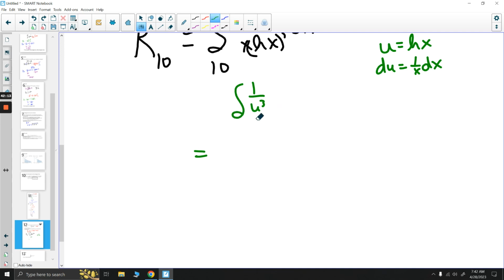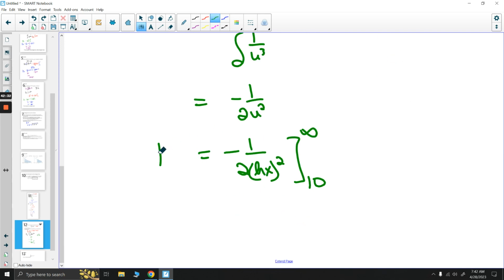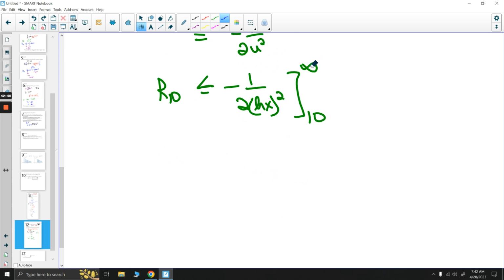So this is going to be negative 1 over 2u squared. So that is negative 1 over 2 natural log x squared. We're going to be taking this from infinity to 10 here. So this is our remainder, R sub 10, and it's less than or equal to that value. Okay, so plugging this in, again, infinity into this is just 0. So our remainder, R sub 10, is less than or equal to 0 plus 1 over 2 natural log 10 squared.